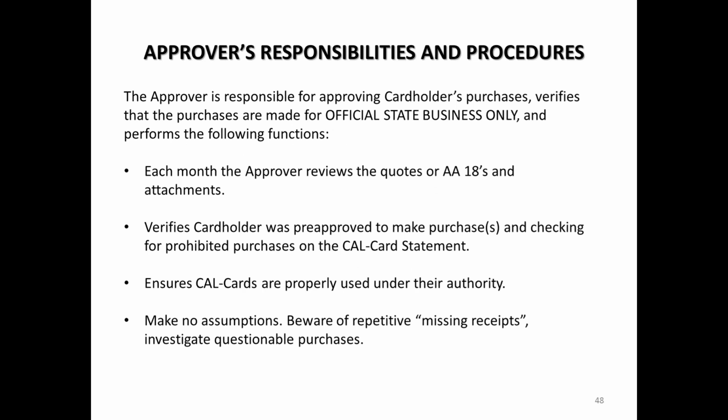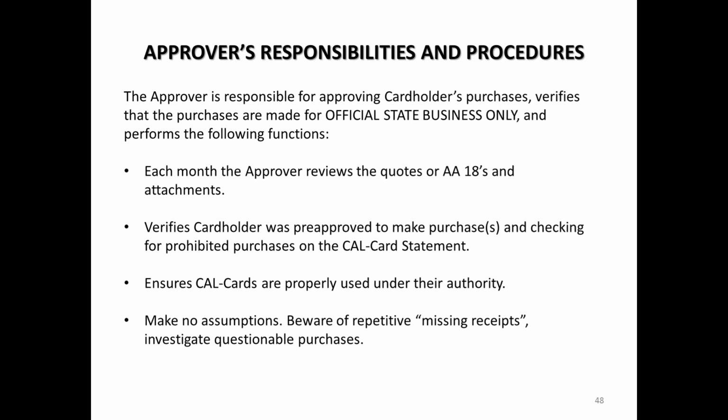CalCard holder approver responsibilities. It is the cardholder approver's responsibilities to approve and verify that the purchases made were for official state business only. Each month, the approver reviews the quotes or AA18s and attachments, verifies cardholder was pre-approved to make purchases, and ensures the purchases are not on the CDSS prohibited purchases list. This list is also available on the How to CalCard internet page. Approvers ensure that CalCards are used under their authority.